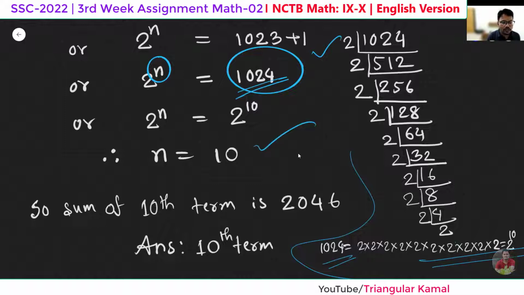So the value of n is the number of terms. The sum of the 10 terms is 2046. That means according to the question requirement, 10 terms is our answer.